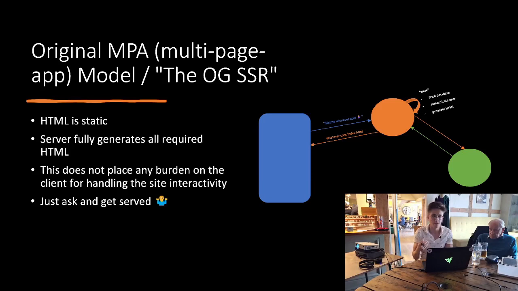The reason we call this the multi-page app model is that every time you go to a path, you ask the server to generate the entire content of it. So the client is basically just asking and getting served. It's a very simple model, and a very efficient one as well. The problem with this model was that it did not have enough flexibility.